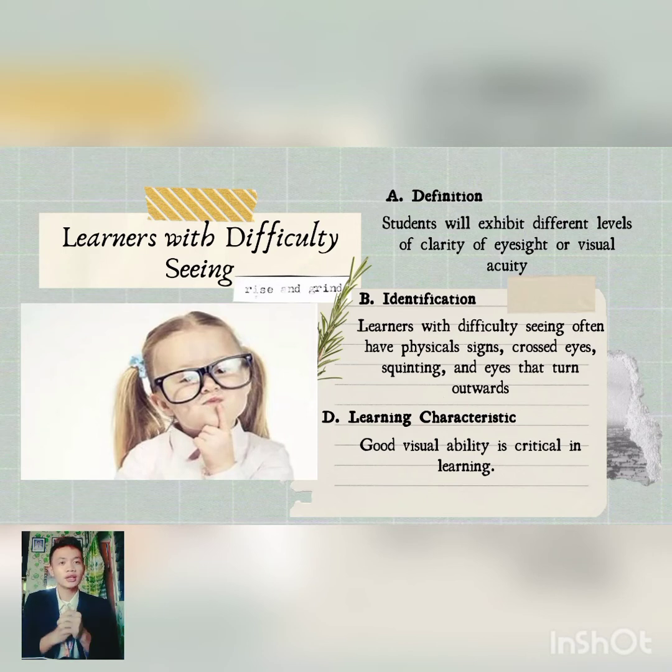In terms of learning characteristics, good visual ability is critical in learning. Most school lessons are done through blackboard writing, presentations or handouts. This could be an issue for individuals with impairments and could affect a child's ability to participate in classroom activities. Our ways of giving instructional materials could be written, handouts, or written on the blackboard.